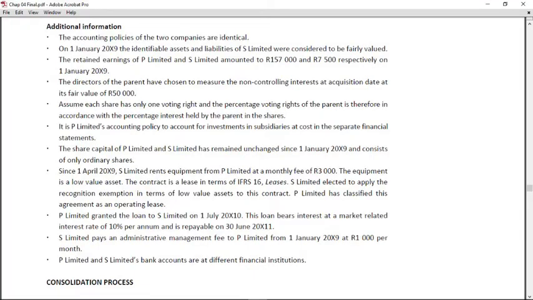Right, so let's look at the additional information. The first section of the additional information all relates to my acquisition date, and it provides information that I need under the acquisition method. It tells me that the accounting policies of the two companies are identical, so there's no adjustments necessary. Then on acquisition date, the identifiable assets and liabilities of the subsidiary were fairly valued. That is coming through in chapter 7, where we will look at scenarios where that's not the case.